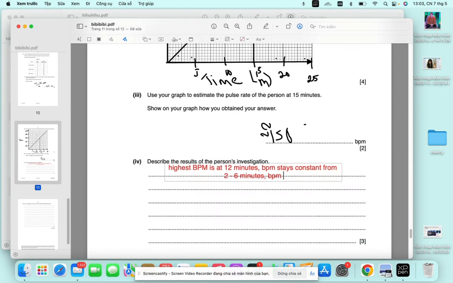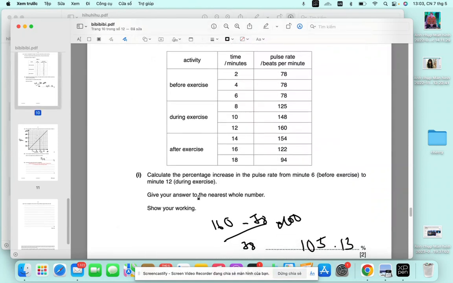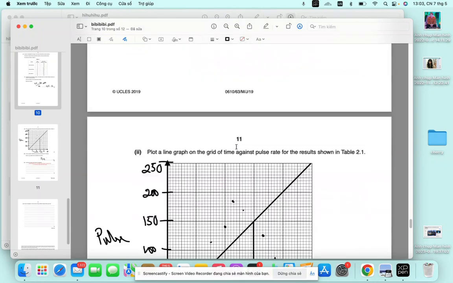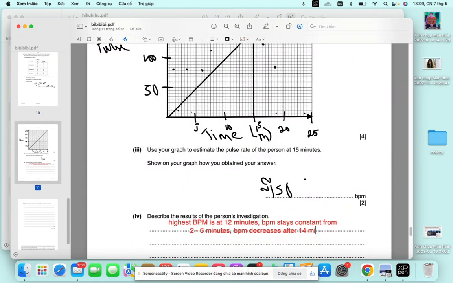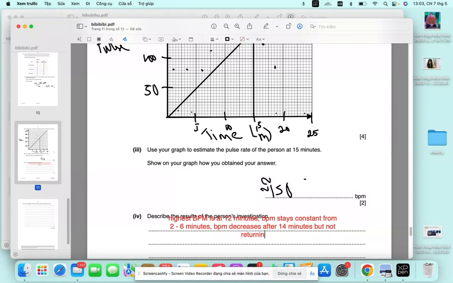BPM decreases after 14 minutes, but not returning to the pre-exercise BPM.